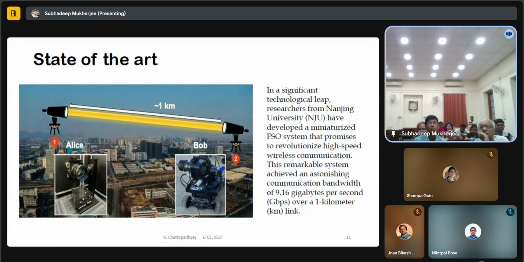Then there is this group from Nanjing University. They have shown that over a distance of 1 kilometer, they have established a free space optical link which is able to give 9.16 gigabytes per second of data. So this is where modern day technology is, and it is evolving to date.